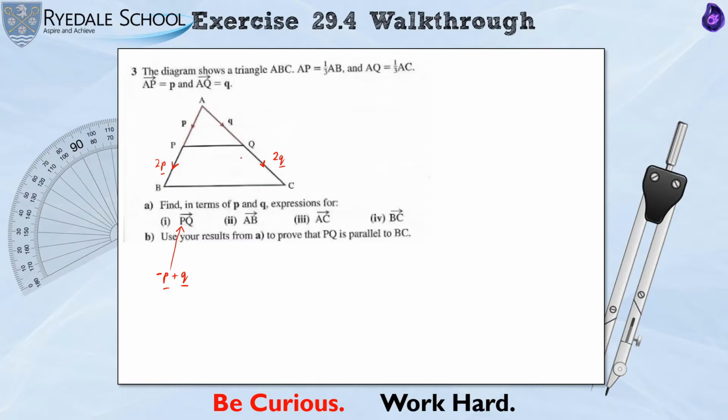A to B, well, we've already discussed that. That is going to be 3p's. A to C, again, we've already discussed that because that is going to be 3q's. Now then, B to C. Again, plan your pathway. I'm going to go from B to A and then A to C. That is equivalent to going from B to C. So minus 3p plus 3q.